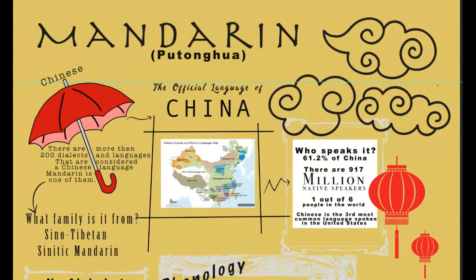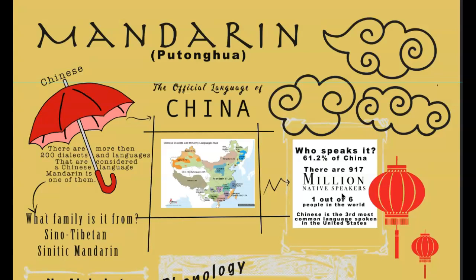Most people speak Mandarin in China. This map right here shows that 61.2% of China speaks Mandarin. There are 917 million native speakers of Mandarin, and 1 out of 6 speak it in the world. It is the third most spoken language in the US.